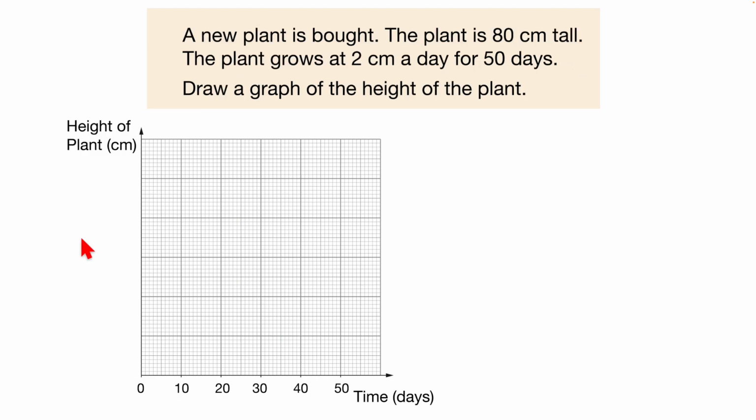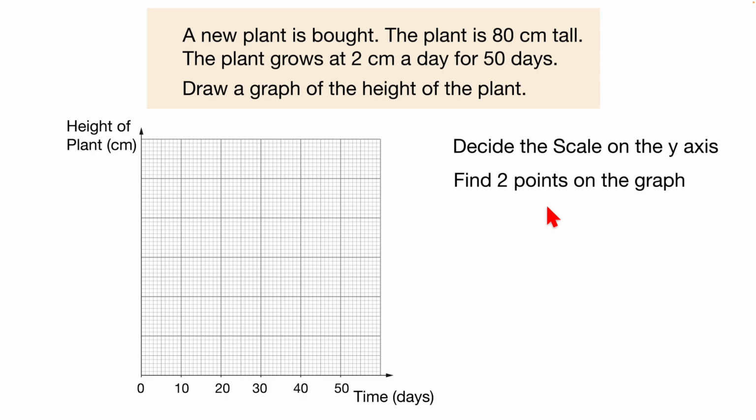A new plant is bought. The plant is 80 centimetres tall. The plant grows at 2 centimetres a day for 50 days. Draw a graph of the height of the plant. Well, 0 to 50 along the bottom. So again, we need to decide on the scale of the y-axis. And we need to find 2 points on the graph. That's all we need to think about.